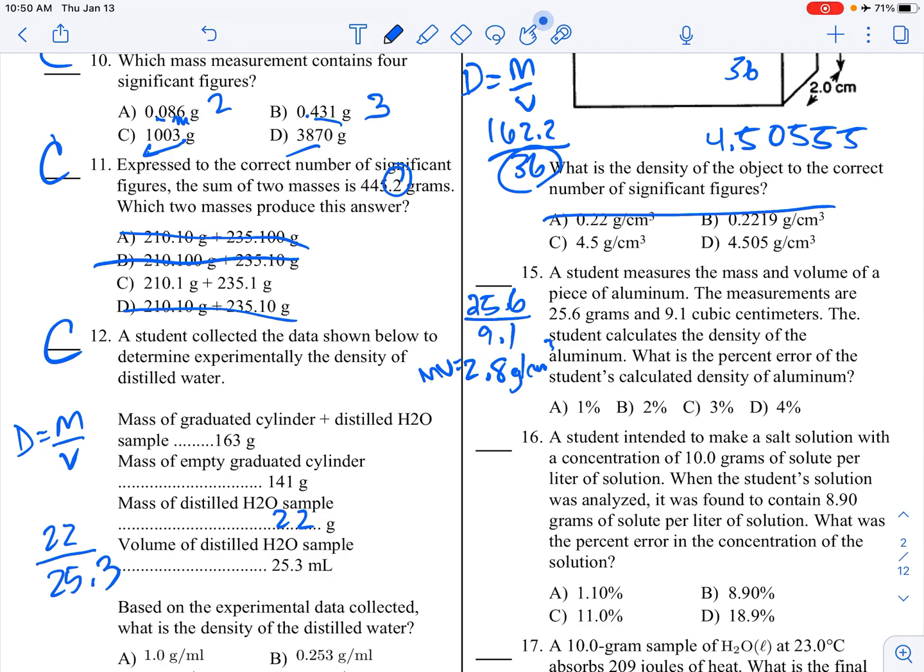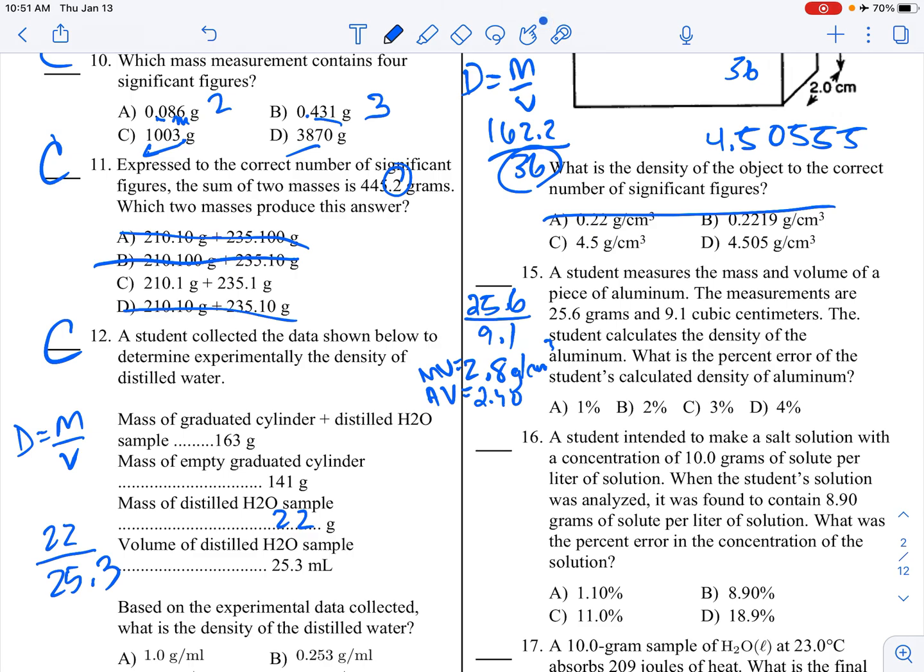I'm going to go to reference table S, and on table S, it will give me the actual value of aluminum's density. Aluminum, it says 2.70. So the formula for percent error is on table T. So you subtract those and then divide by the accepted times 100.